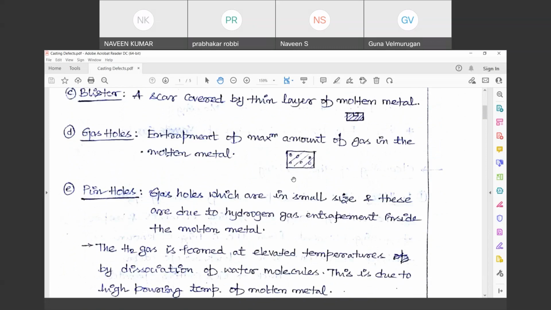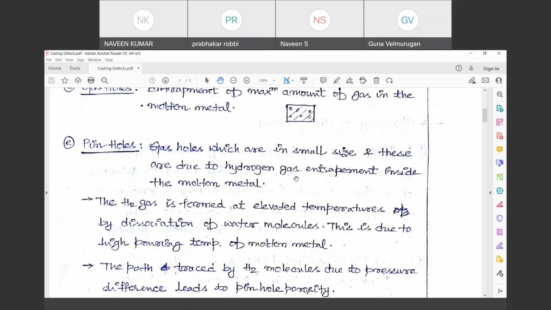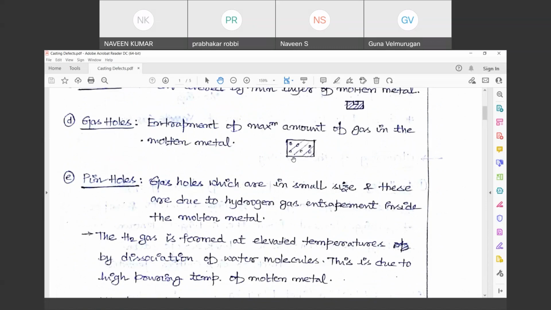Somehow you didn't provide a proper venting system, or maybe some permeability is not allowed, or maybe some reactions are happening between the molding sand and the liquid metal, and then somehow these small bubbles are formed, and those small entrapments are called gas holes. And these small gas holes will try to move here and there.